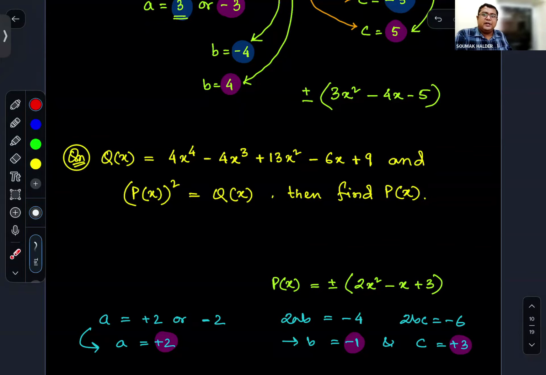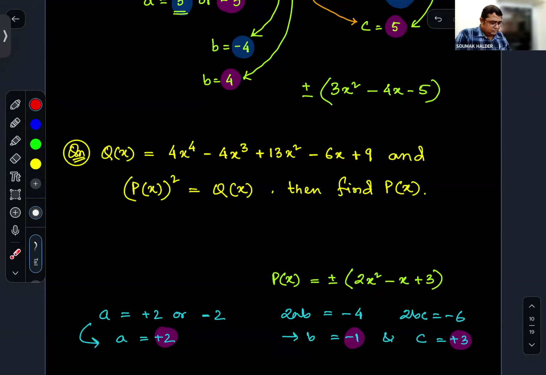It's going to be numerically 2, 1 and 3. So the choices are the combination 2x squared minus x plus 3 or minus 2x squared plus x minus 3. Okay, you can take plus minus outside to keep on the positive note of the polynomial.